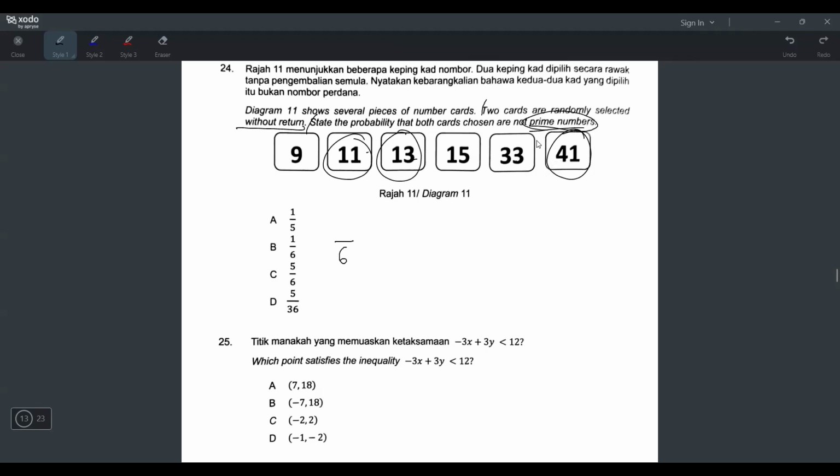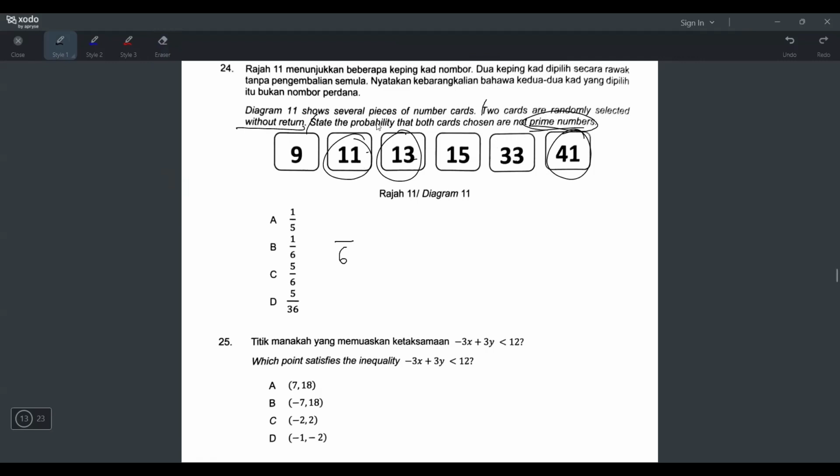What is prime number by the way? Prime number is number yang ada dua factor. Numbers that have two factors. Okay. So nombor yang boleh bahagi dia sendiri dengan bahagi satu. So like 11, 13 and 41 lah. And remember 1 is not prime number because 1 only has one factor, which is 1. So remember prime number needs to have two factors. So the smallest prime number is 2. Okay, but anyways, let's come back here, please.